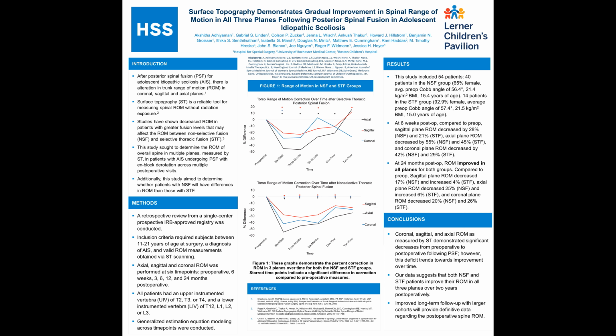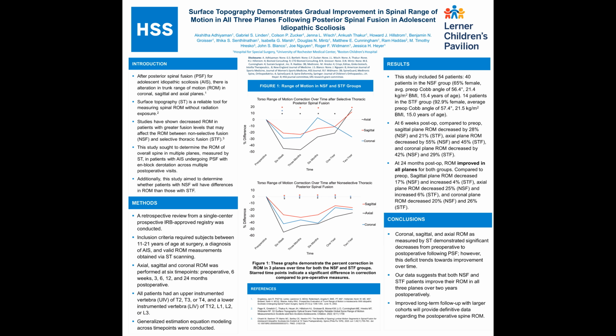After posterior spinal fusion for adolescent idiopathic scoliosis patients, there is alteration in trunk range of motion in the coronal, sagittal, and axial planes. Surface topography is a reliable tool for measuring spinal range of motion without radiation exposure. Studies have shown decreased range of motion in patients with greater fusion levels that may affect the range of motion between non-selective fusion and selective thoracic fusion.